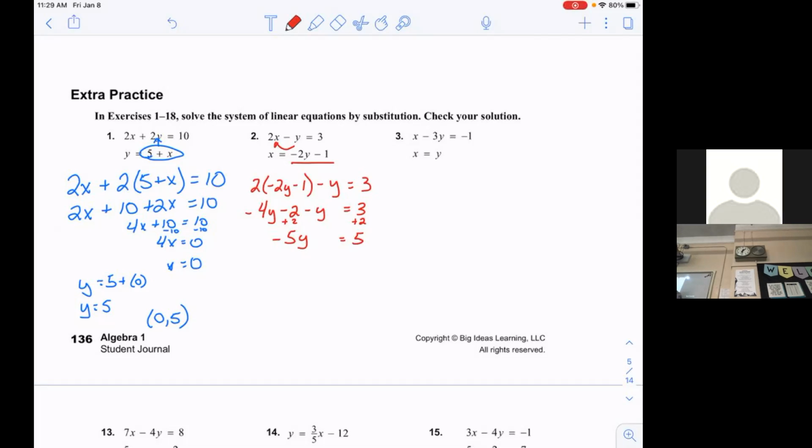Okay, so we collected negative 4y and negative y. Since they're both negative, we're going to combine those together to get negative 5y. And we're going to divide the negative 5 across. So that means that y is equal to negative 1. Okay?